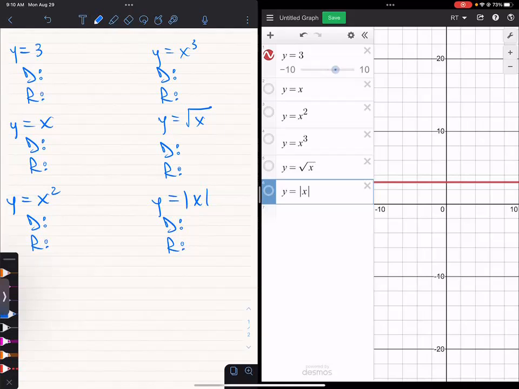All right, so let's quickly take a look at each of those and talk about some stuff just so we all have it. If you need to spend some more time making the version in your notes nice, do that later, whenever. So y equals 3. Here it is.